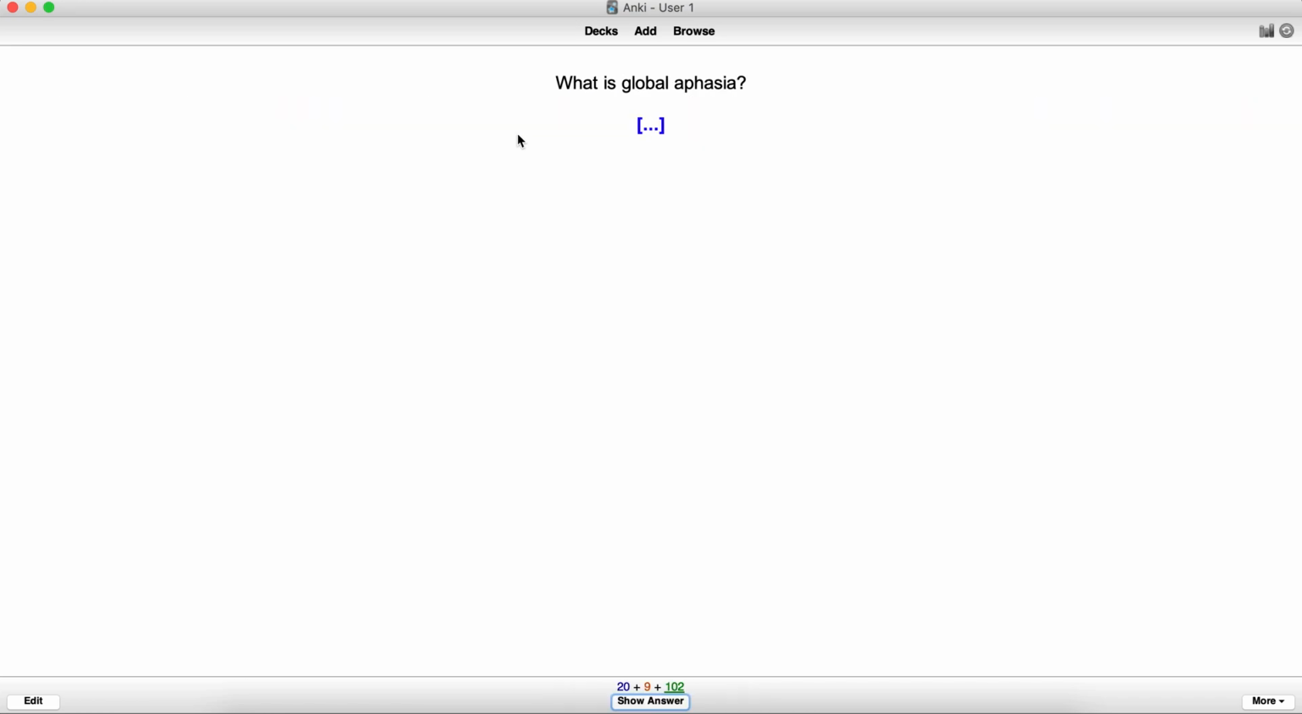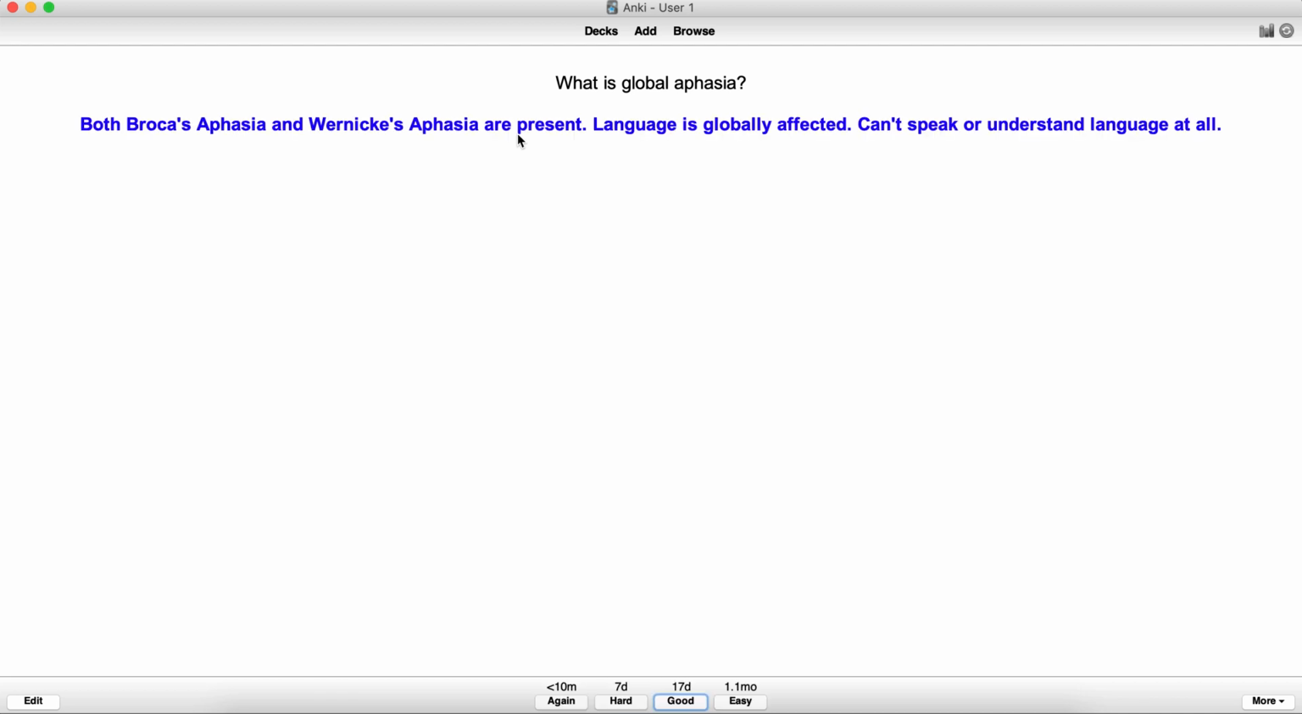Yeah, basically. What is global aphasia? Global aphasia is when it's Wernicke's aphasia plus Broca's aphasia combined, so you're unable to speak and unable to understand language.